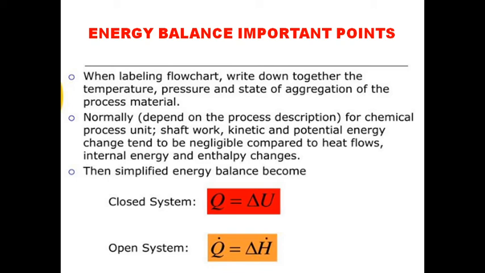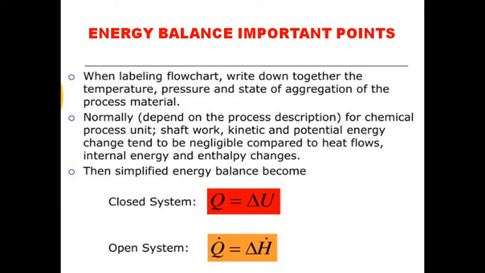Energy balance, important point. When labeling a flow chart, write down together the temperature, pressure and state of aggregation, whether it is solid, liquid or gas, of the process material. Normally, for a chemical process unit, shaft work, kinetic energy and potential energy changes tend to be negligible compared to heat flow and internal energy and enthalpy changes.